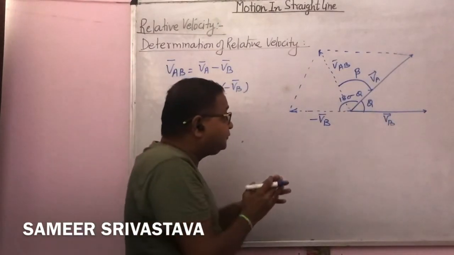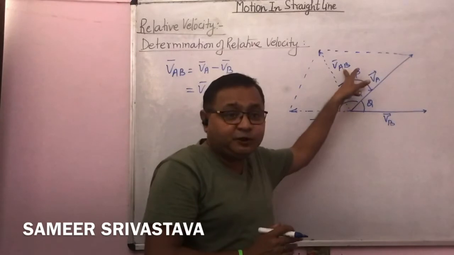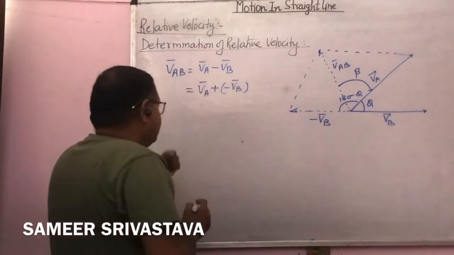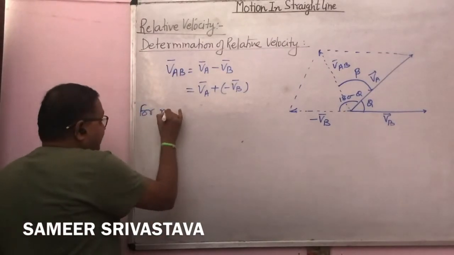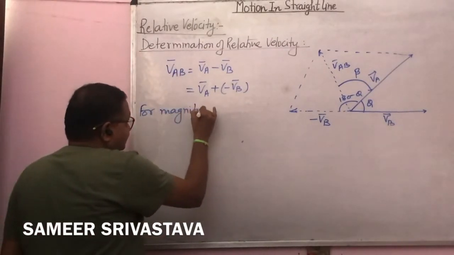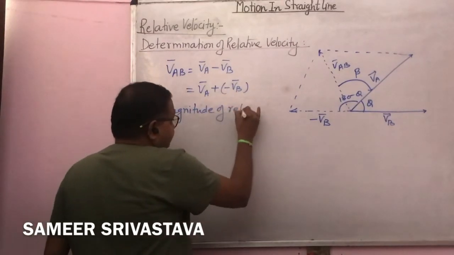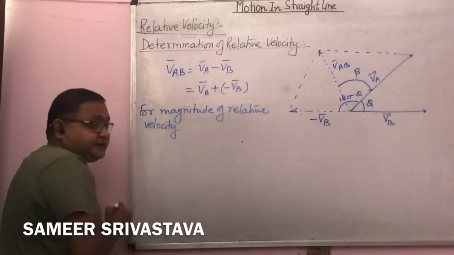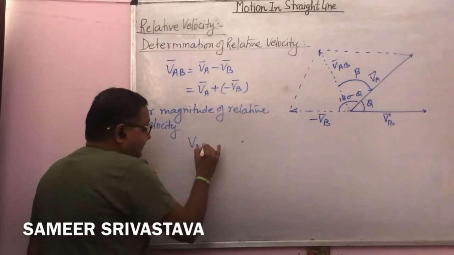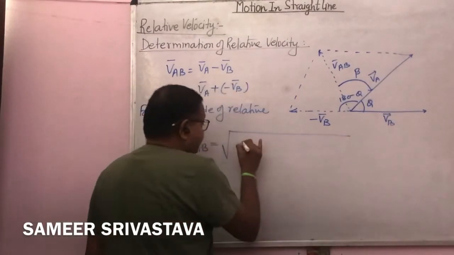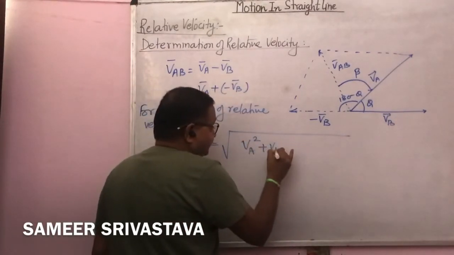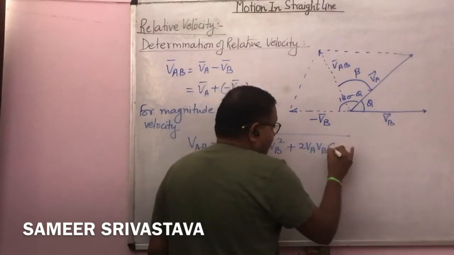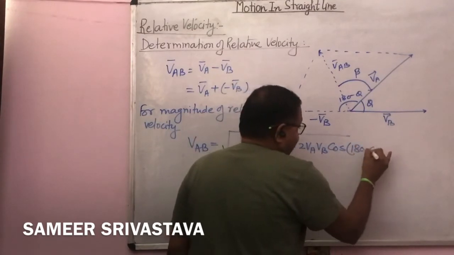So here we have to find the magnitude of relative velocity as well as the direction of the relative velocity. Okay, so first of all, for the magnitude of relative velocity, what formula do we use here? VAB equals under root VA square plus VB square plus 2 VA VB cos 180 minus theta.